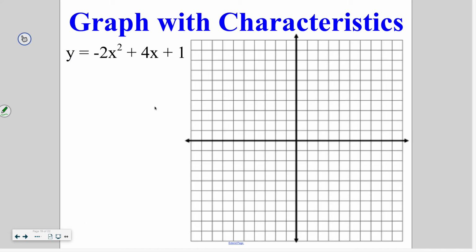Alright, so when I am graphing using the characteristics, this is going to simplify the process a little bit because we won't have to plug in so many values for the table. So the first thing you want to do is go ahead and find that axis of symmetry. So we've got negative b over 2 times a, which gives me negative 4 over negative 4. So my axis of symmetry is x is equal to 1. I'm going to go ahead and plug that in on the graph with a dashed line to show that that's going to be the middle of my graph.